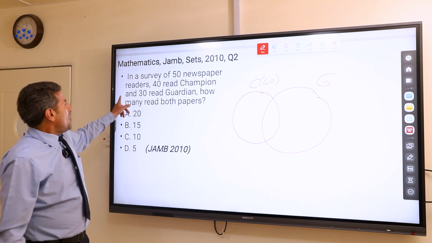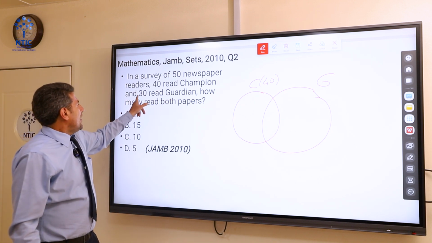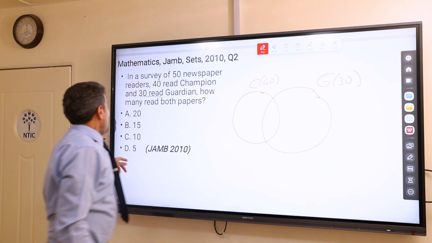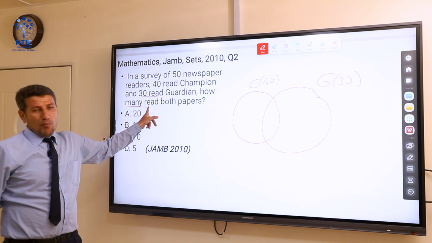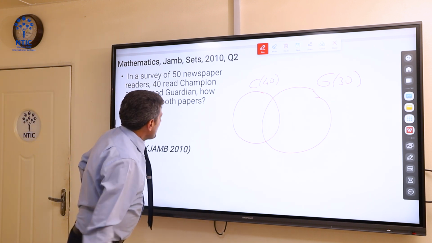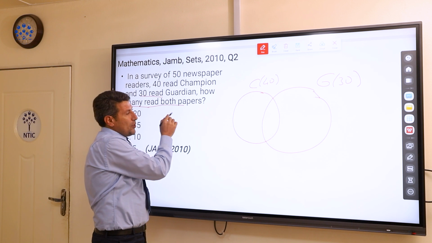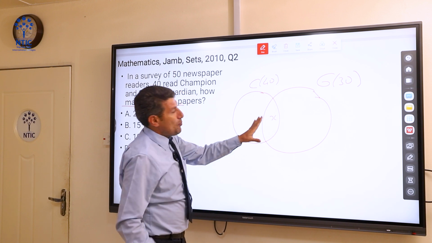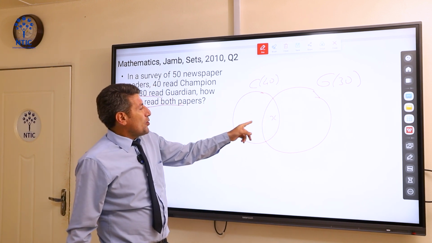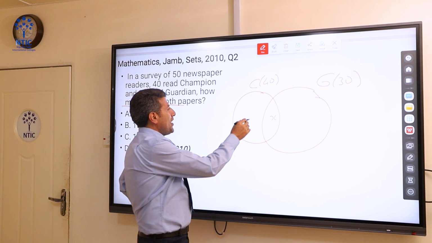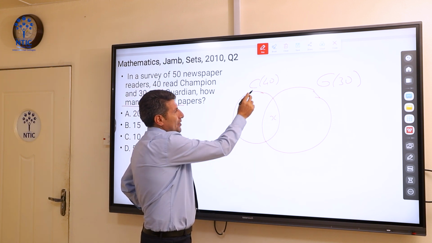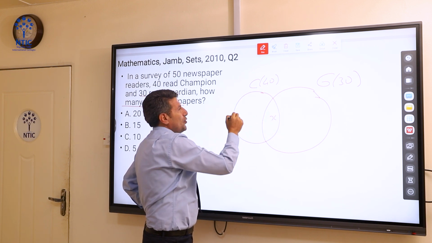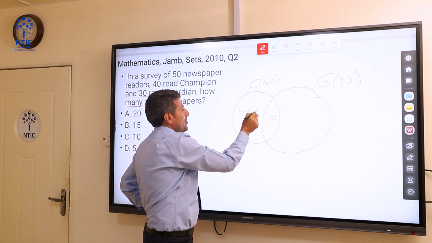Then we check the number of Guardian readers. They are 30, so we write inside here 30. Then they are asking us how many read both. If they don't give us the number that read both, we start by giving X for both. How many read both? We don't know, so we put X. Then we can find those who only read Champion by subtracting the number who read both from the number of Champion, 40 minus X.